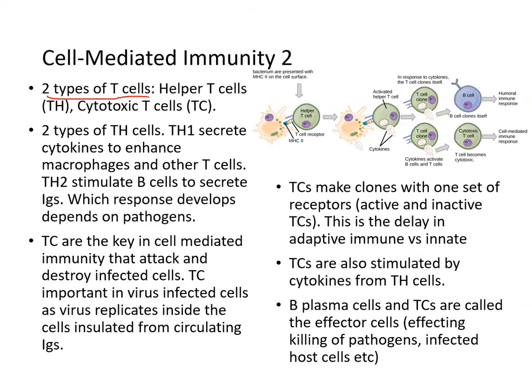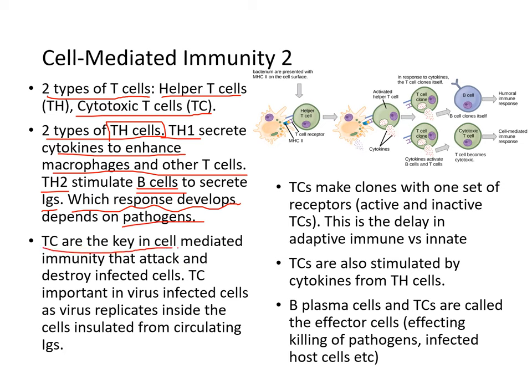So there are two types of T cells, helper T cells and cytotoxic T cells. There are two types of helper T cells. Helper T cell 1 secretes the cytokine to enhance the macrophage and other T cells. And TH2, or helper T cell 2, stimulates the B cells to secrete the antibodies. Which response develops depends on the pathogen. And these cells, TC or cytotoxic T cells, are key in cell-mediated immunity that attack and destroy infected cells.